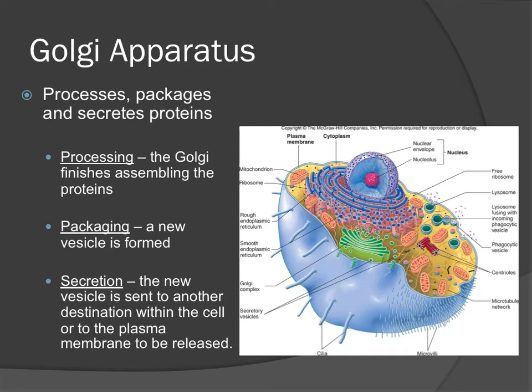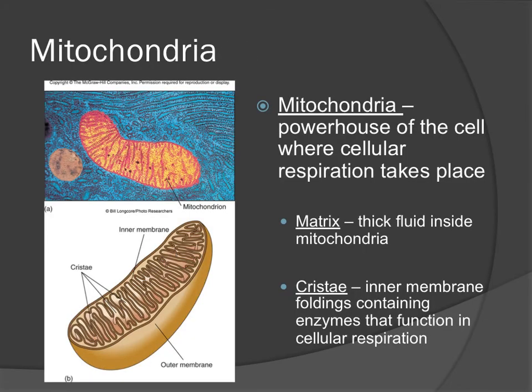So we process, the Golgi finishes assembling the protein, we package, a new vesicle is formed, and then we secrete. The new vesicle is sent to another destination within the cell or to the plasma membrane to be released. Again, this is the organelle that builds our lysosomes. Those lysosomes are our cell digesting machines. That's kind of what our Golgi does for our body.